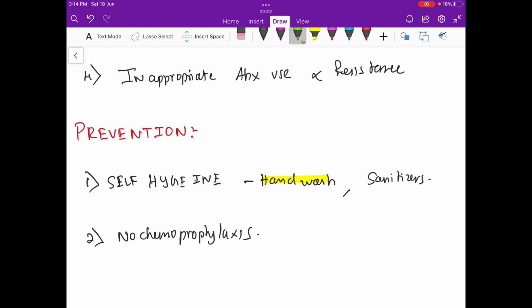Simple measures like hand washing or usage of sanitizers, which the doctor herself should first handle. Before you see the next patient, make sure you practice hand washing particularly, or if it is not feasible, at least make sure you use the alcohol based hand rubs in a correct way, not just put it on and rub it. The minimum contact time required for an alcohol based hand rub is 20 seconds. There is no definitive chemoprophylaxis which is advocated for a simple URI.